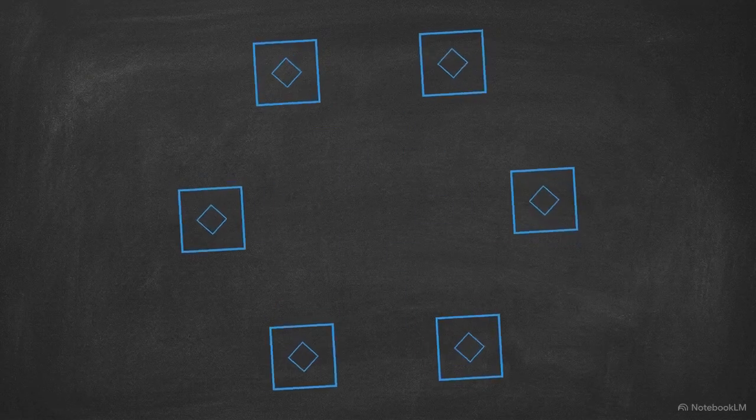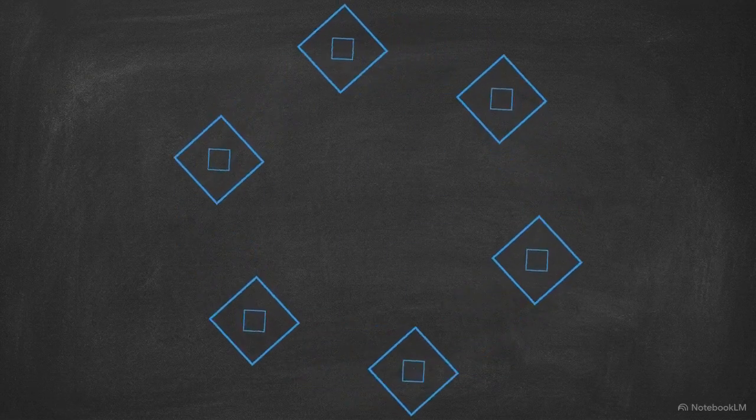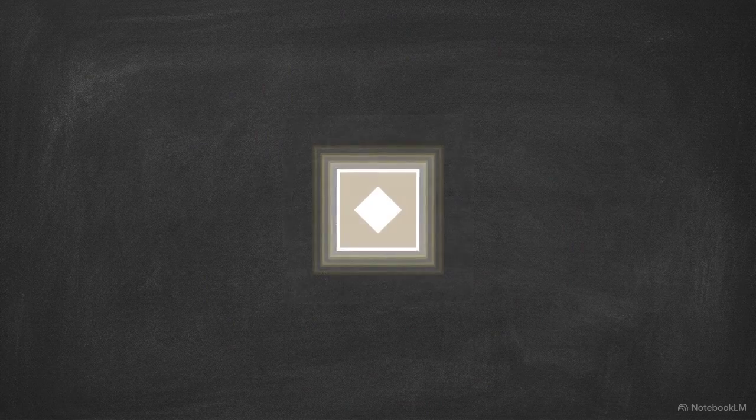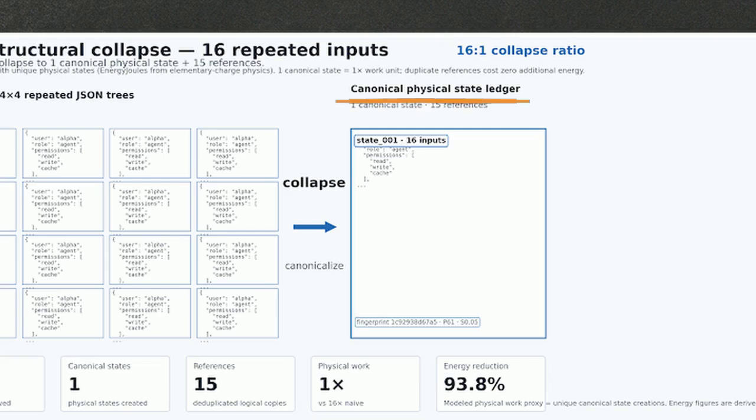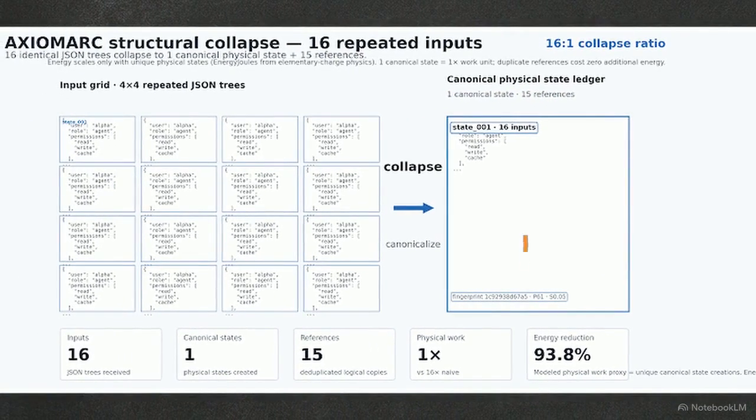Axiomark executes a process called a structural collapse, where multiple identical incoming data structures are merged. This illustrates the collapse of redundant text-based inputs. Instead of storing 16 separate logical blocks, the system funnels them into a single canonical physical state ledger. This achieves a strict 16:1 deduplication ratio, resulting in a 93.8% reduction in physical work.